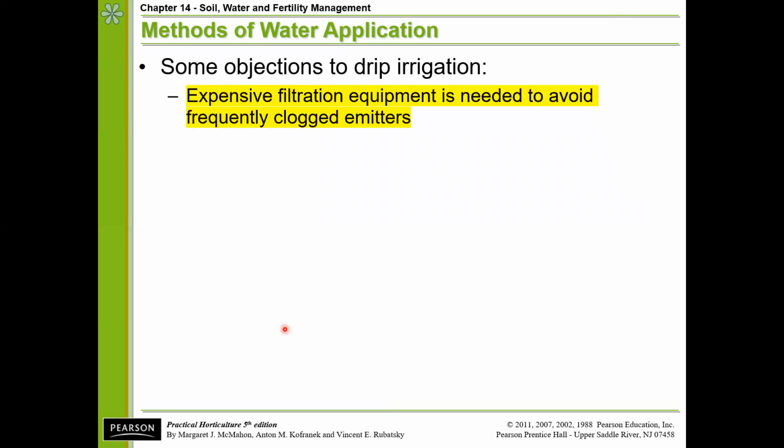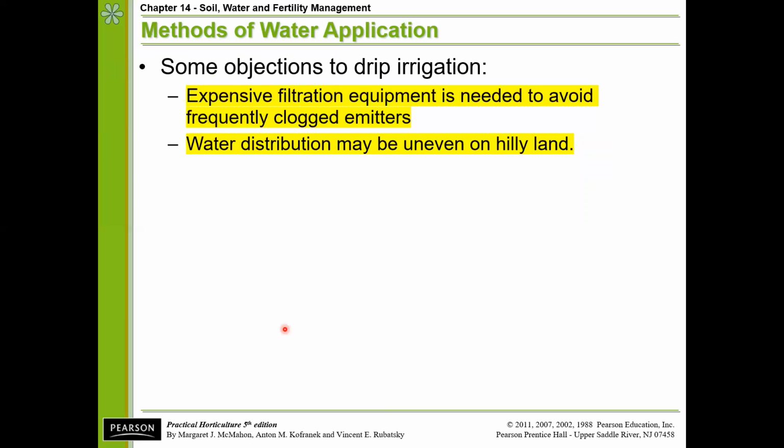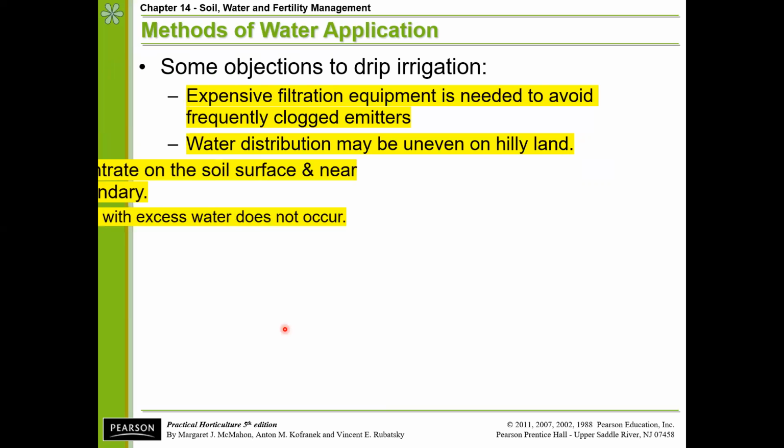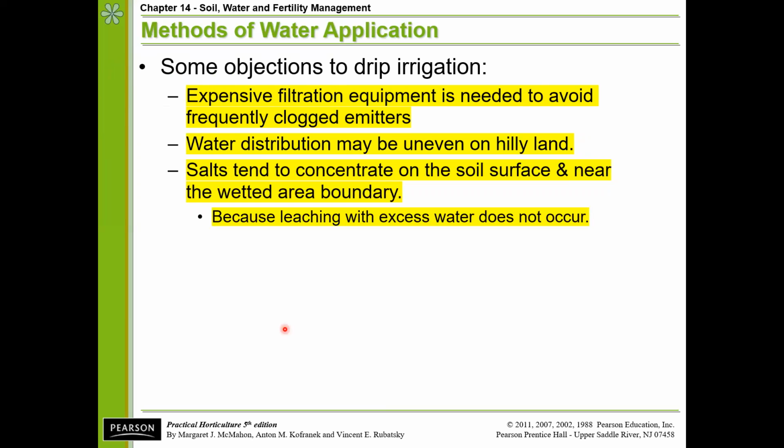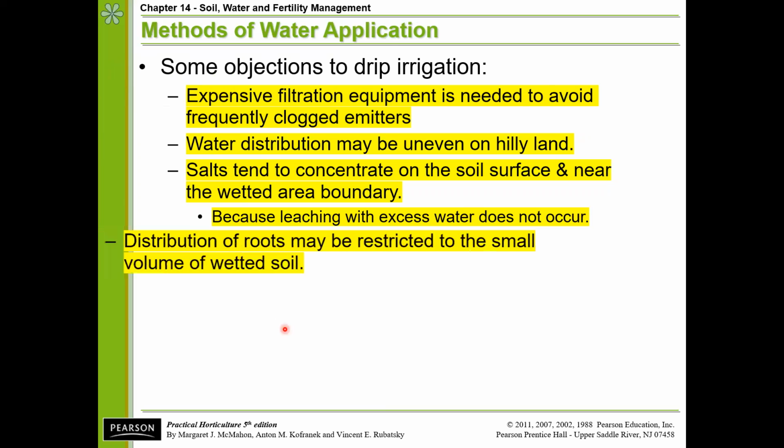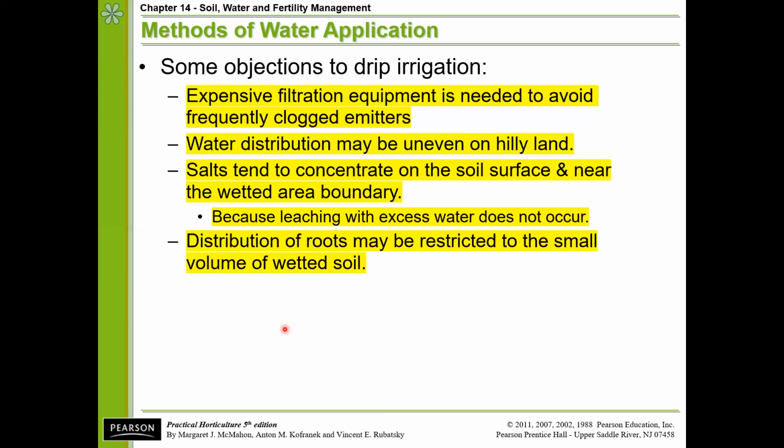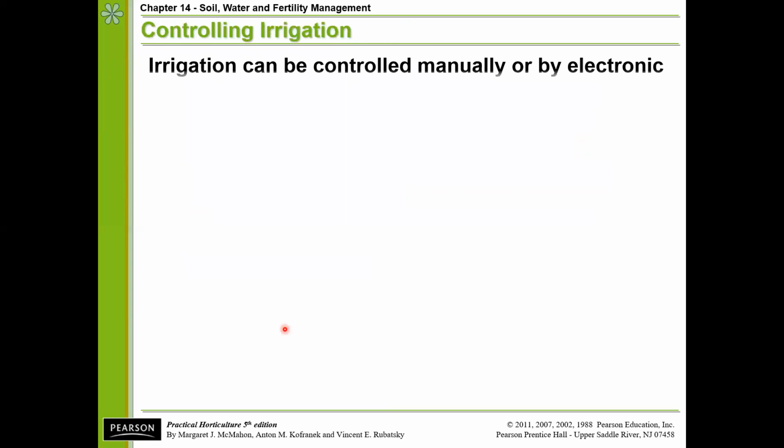Of course, there are downsides with the expense of the equipment itself, but also the filtration equipment to avoid clogging emitters. Even with that filtration equipment, it still happens. You can get uneven distribution depending on the soil type and the slope of the land. You'll also tend to have salts concentrating right in that crop zone because you're not getting leaching of the excess salts and water.